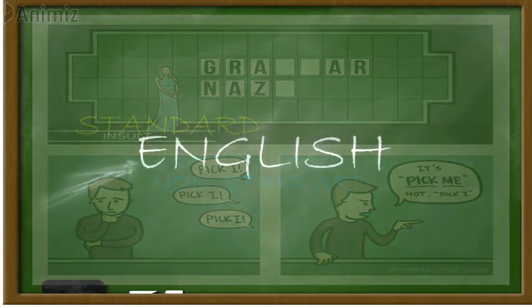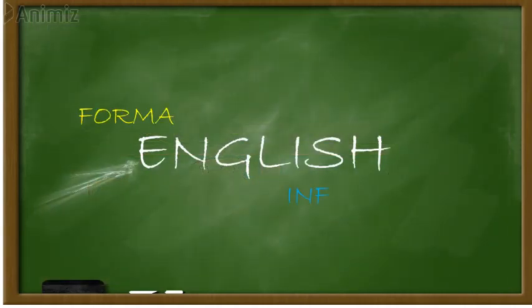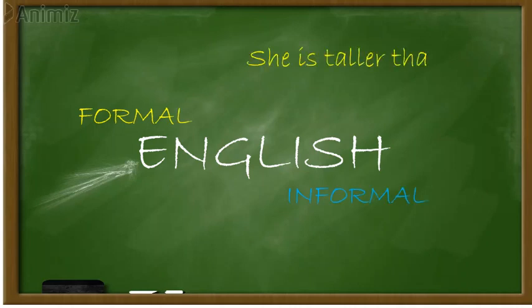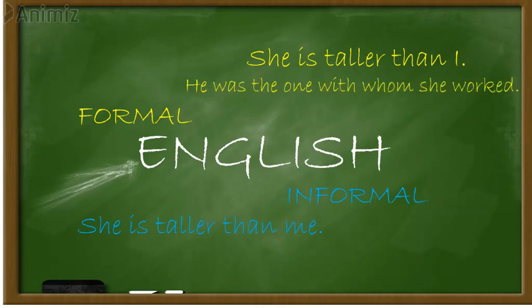And then there is this formal and informal English. Formal English, for example, if we say, "She's taller than I," and in informal English, mostly in spoken, we can say, "She's taller than me." Or for example, "He was the one with whom she worked" is a formal way of saying it. And in informal way or spoken language, we can skip this "whom" word and say, "He was the one she worked with." So if you see in these two pairs, both versions belong to standard English.